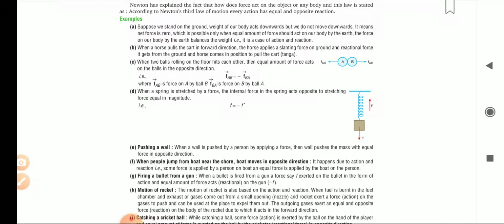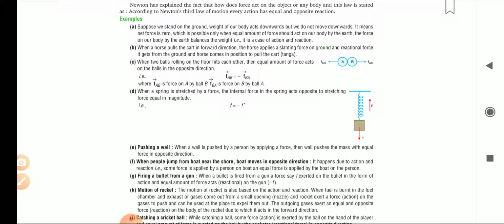Suppose we stand on the ground, the weight of our body acts downwards, but we do not move downwards. It means the net force is zero, which is possible only when an equal amount of force acts on our body by the earth. The force on our body by the earth balances the weight. It is a case of action and reaction.